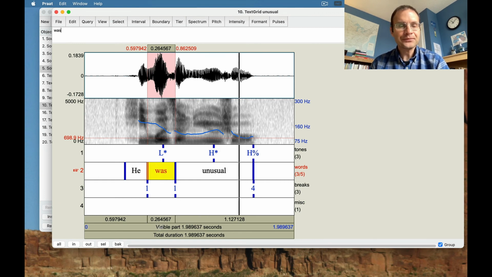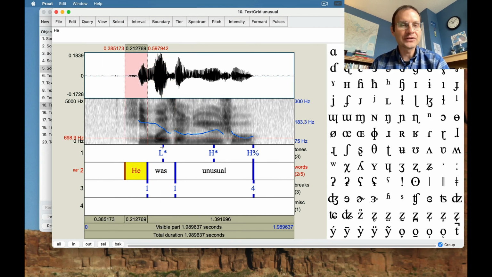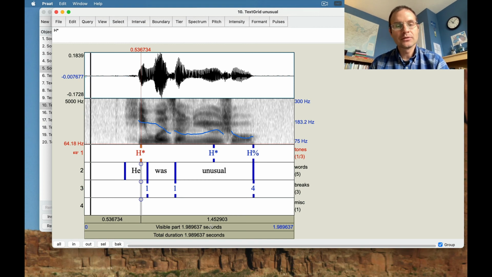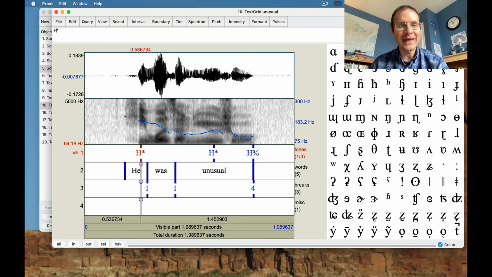"He was unusual." I would put, instead of a low star on "was," don't be misled by that trough, I would put an H star on "he." That's more prominent, right? "He was unusual." And I'm emphasizing it more so hopefully you can hear it better, but that's what's happening here at the beginning. You just don't see that nice little rise because it's coming right at the start of the utterance. And then we got this H star, which is good. Hopefully they weren't just putting this in here because they saw a peak in F0, because it's a little more complicated than that. You can hear that stress.